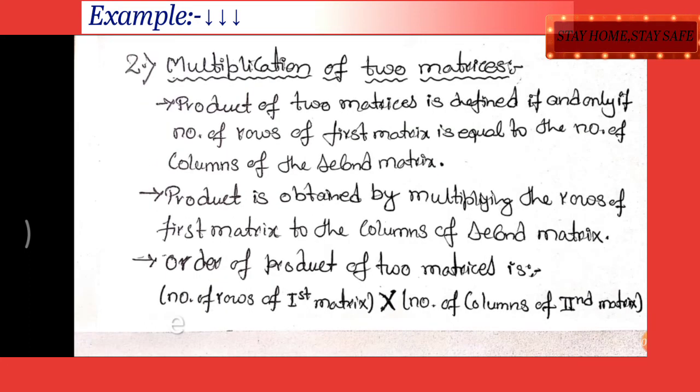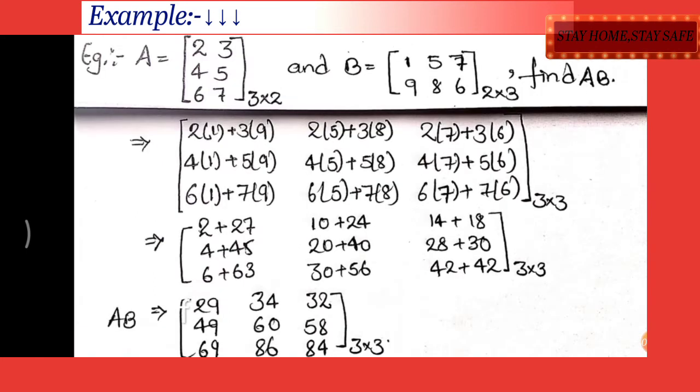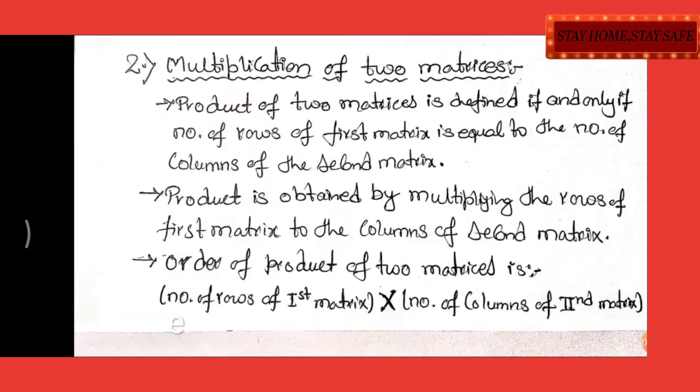As the first rule says here, the number of rows of the first matrix should be equal to the number of columns of the second matrix. We can take here the number of rows, that is 1, 2 and 3. The number of columns of the second matrix is also 1, 2 and 3. So the number of rows of the first matrix is equal to the number of columns of the second matrix. So here our first rule is satisfied.